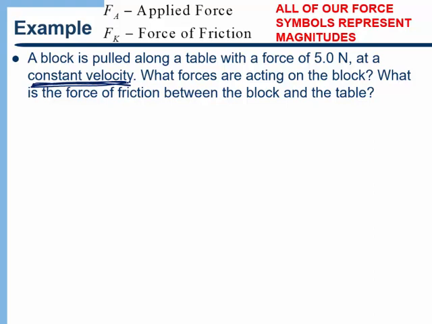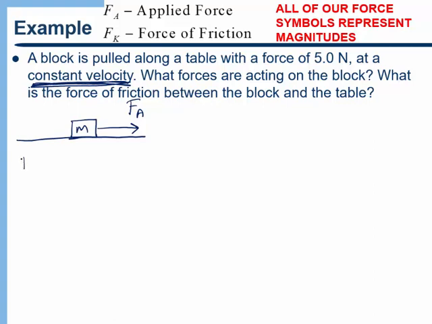Let's first draw a picture of what's going on. So I've got my block sitting on the surface. It's a block of mass m. And the block is being pulled along the table. When we have a force like that that's being applied, we call it an applied force, and we use F subscript A to represent that force.